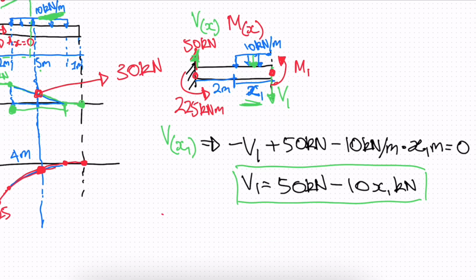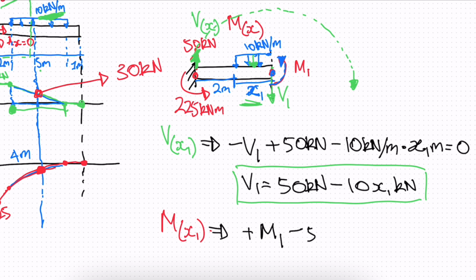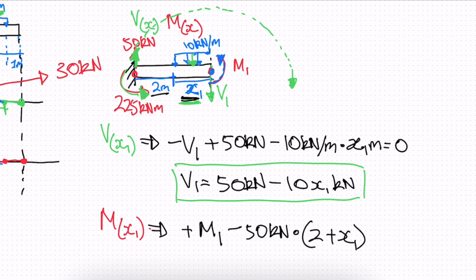Now we can find our moment function. So we can write our moment as a function of x1. We have our positive moment acting around this point, around our cut section point. So we can write positive M1. Now we have a negative moment of this 50 kilonewtons acting in the anti-clockwise direction. So we can write negative 50 kilonewtons, and the distance is 2 plus x1. We also have a positive 225 kilonewton meters working in this direction. So it'll be a positive 225 kilonewton meters.